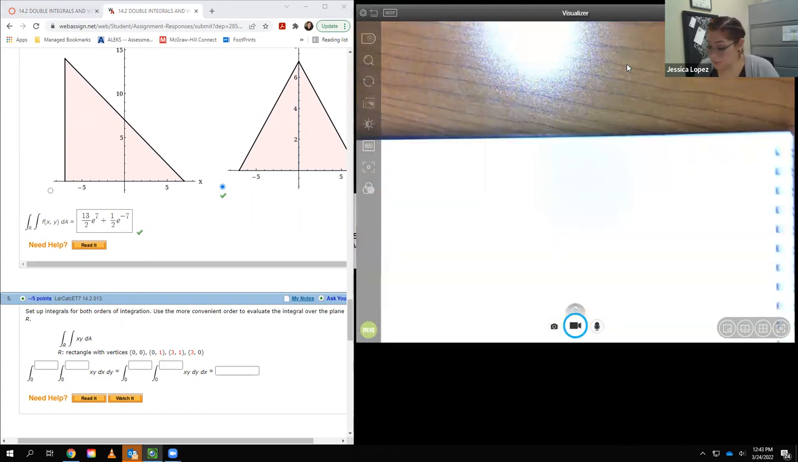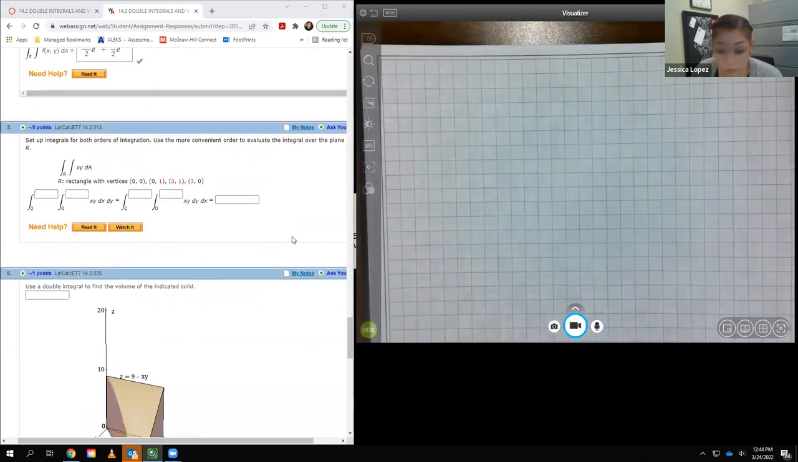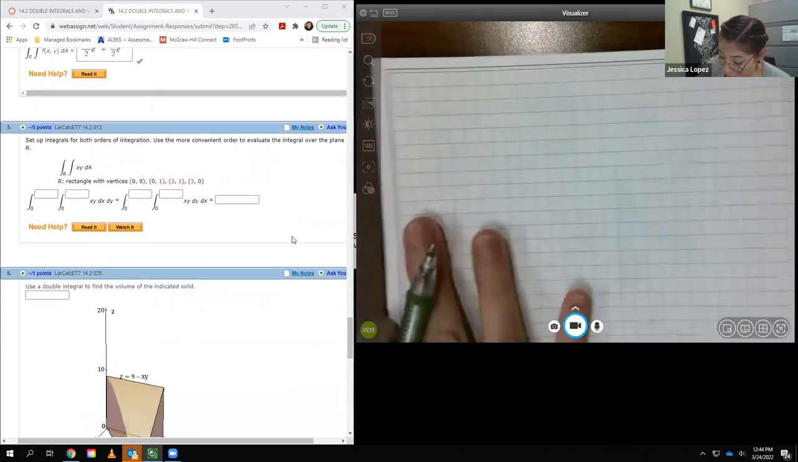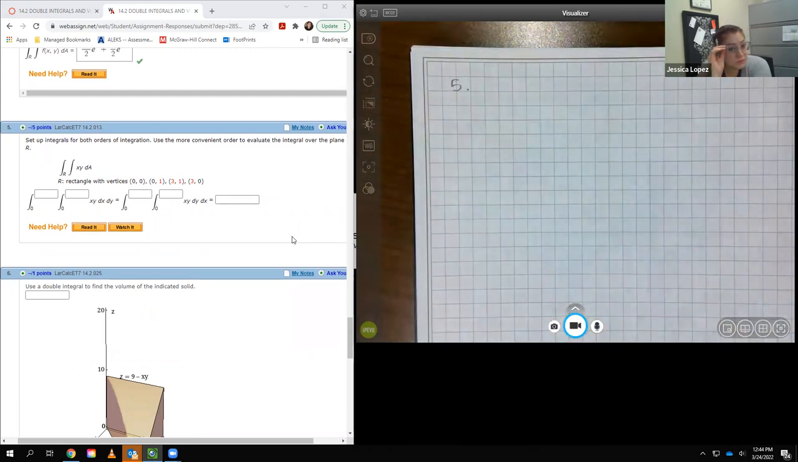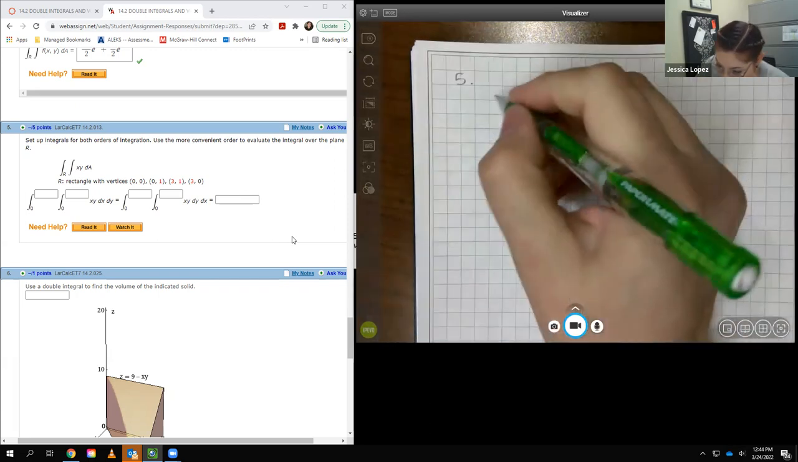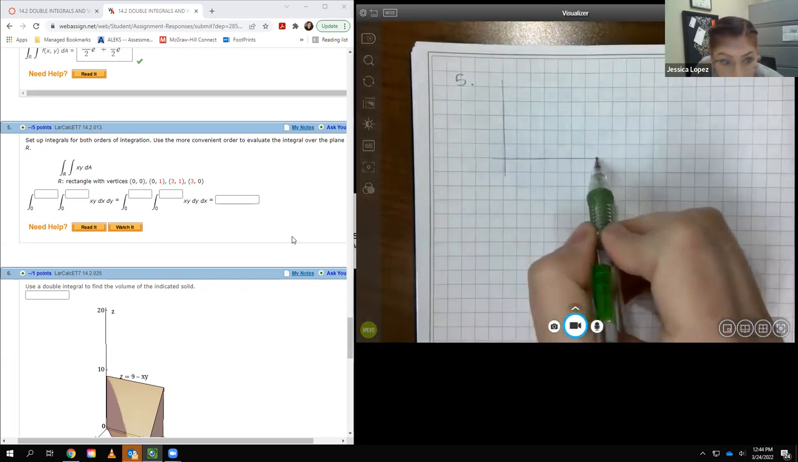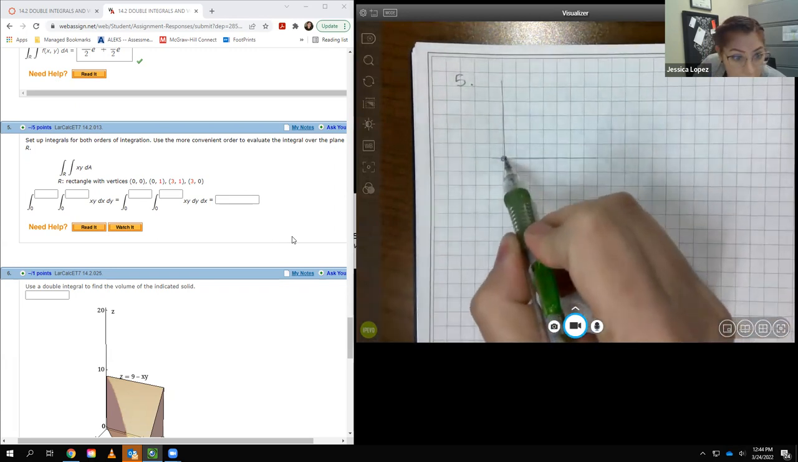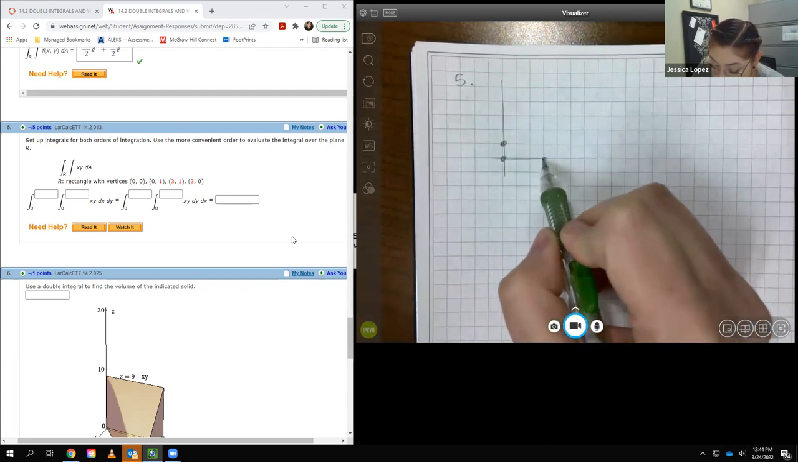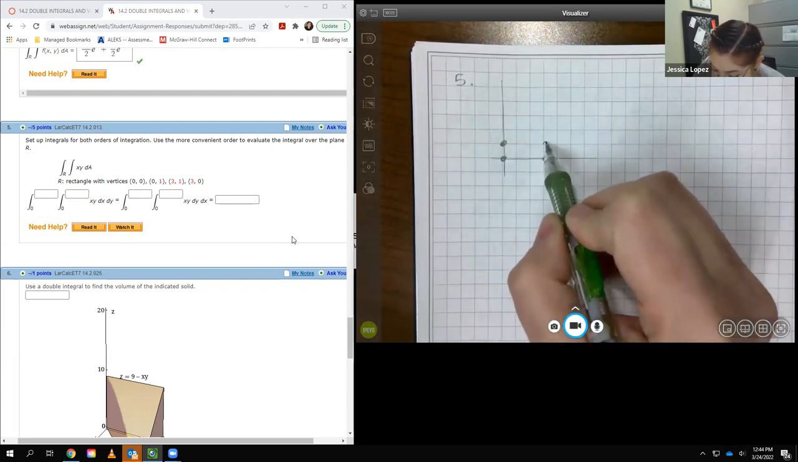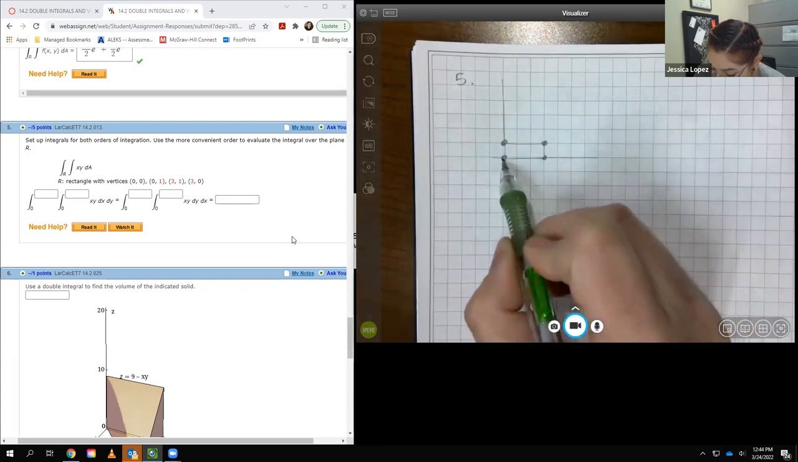Moving on to number 5. Oh, they want us to create it. So we know the function, but we need a rectangle with these vertices. So I have to draw it. Okay. So we have 0, 0, 0, 1, 3, 0, and 3, 1. So it's this area, okay?